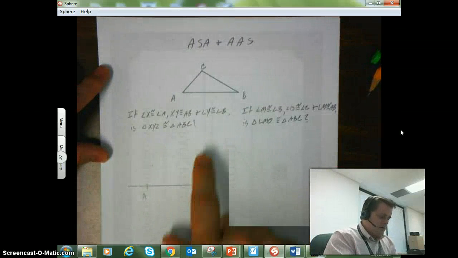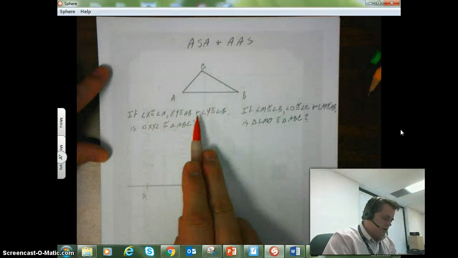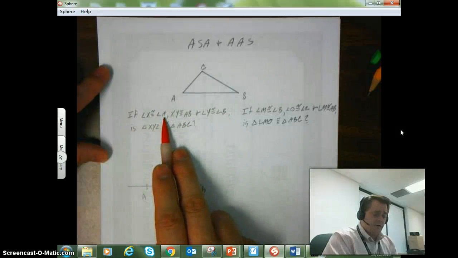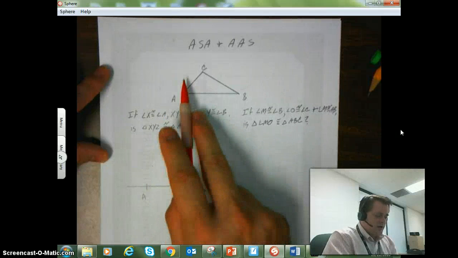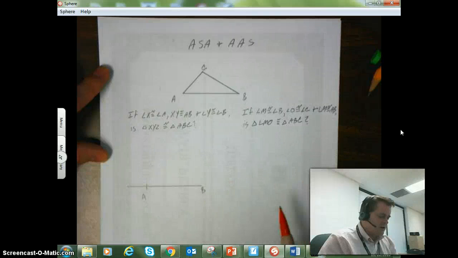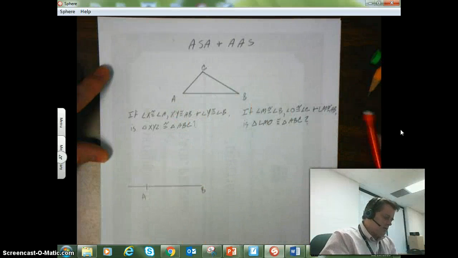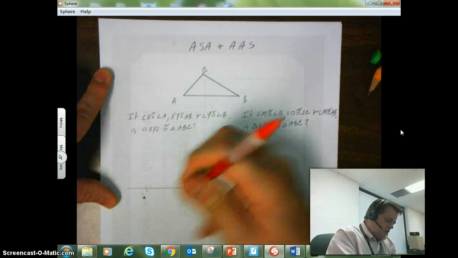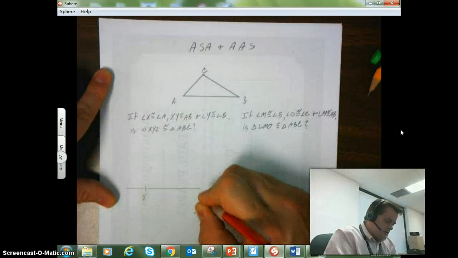Now, let's look at this one here. We have an angle, we have a side, and we have an angle. And looking at the points that we've started with, angle A and angle B, segment AB is in between them. So that looks like we're going to be looking at angle, side, angle here. So that means I'm going to copy segment AB, and let's call this, instead of AB, XY. Is this triangle going to be congruent to the other triangle? So X, Y.